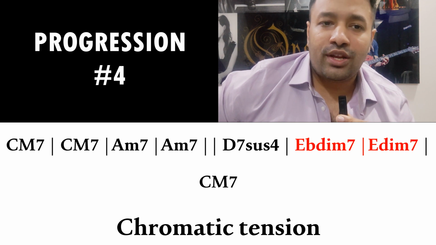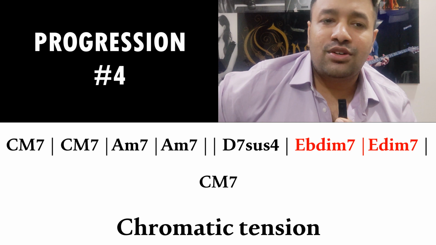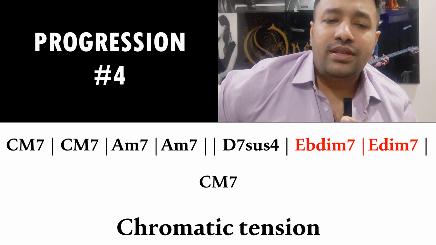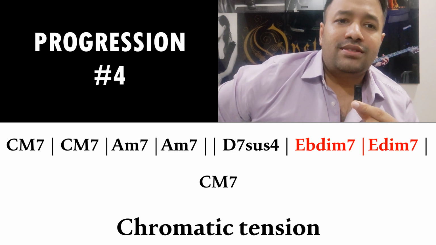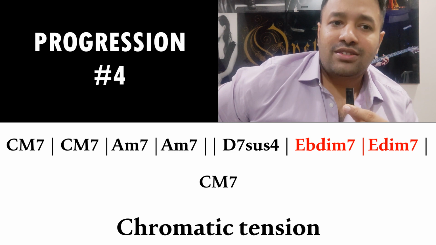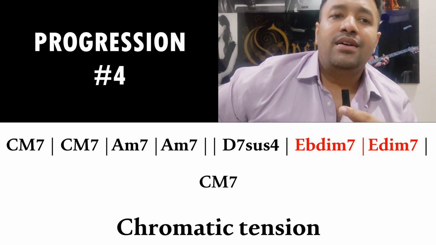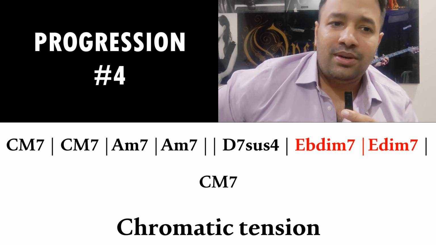All of these are diatonic chords. The D7 sus4 is also a diatonic chord. It has the notes D, G, C and E. So it's again a diatonic chord. Then we have two very interesting diminished chords, the E flat diminished 7 going to the E dim 7, and that then goes to the C major 7.